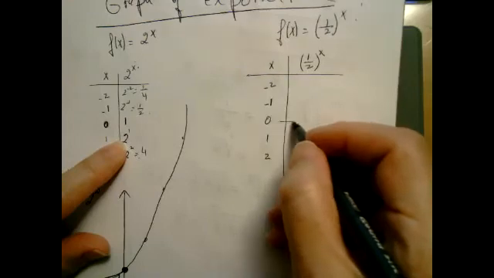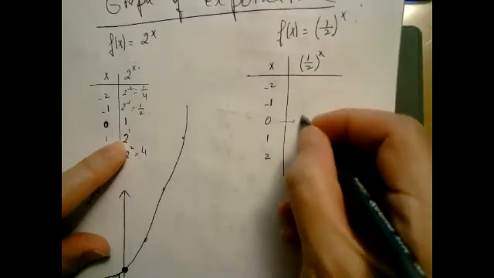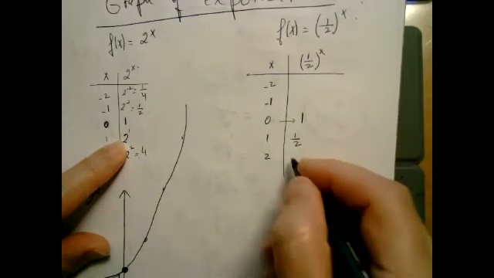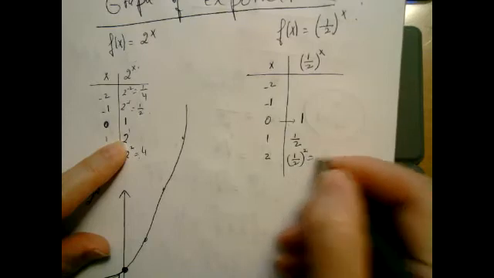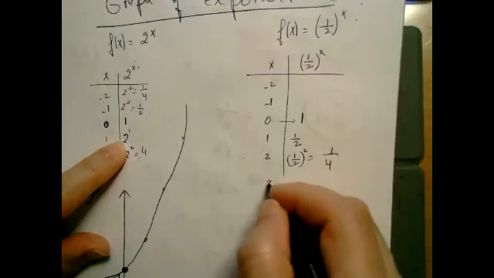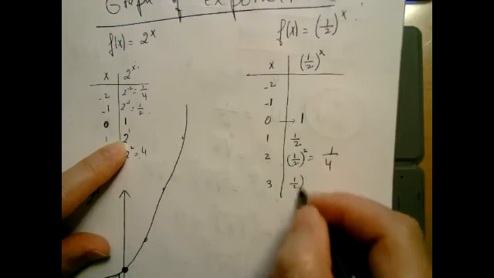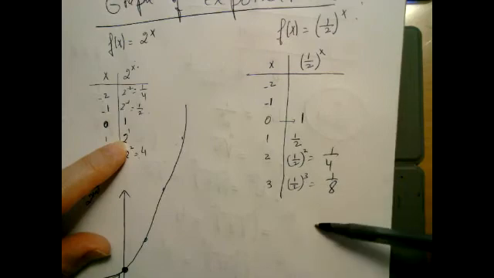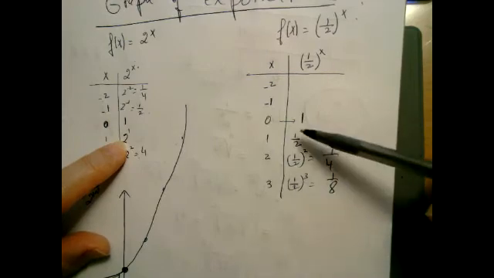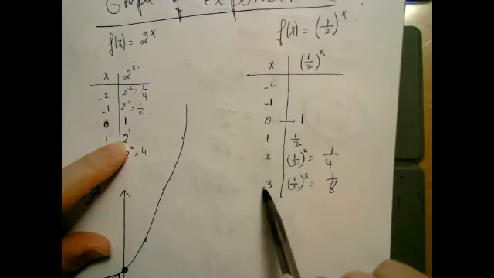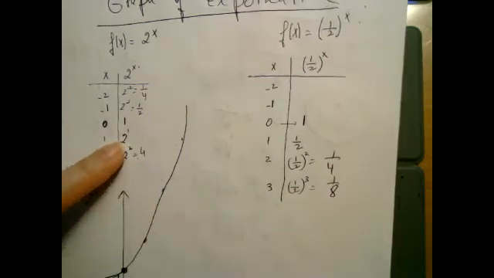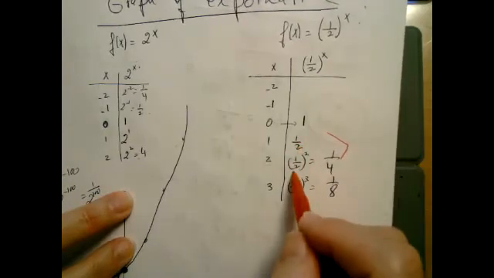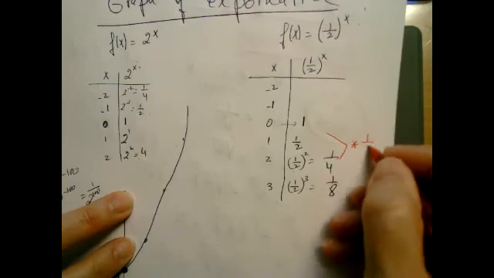All right, at 0, anything to the power 0 is 1. I will not argue that. At 1, it's a half. At 2, it's a half squared, which gives me 1/4. At 3, you saw the picture, it's a half to the power 3, which gives me 1/8. So the numbers are definitely getting smaller as x increases, because from here to here, this is a half, this is a half squared. So I'm actually multiplying by a half.